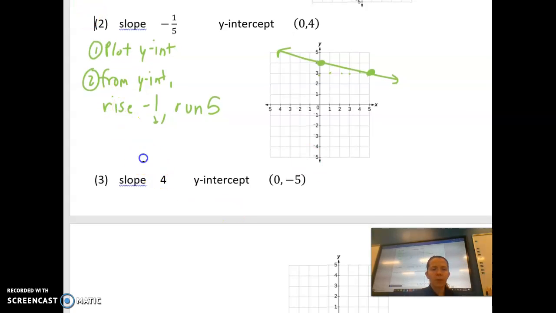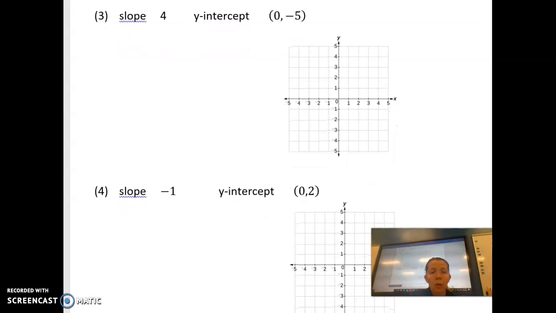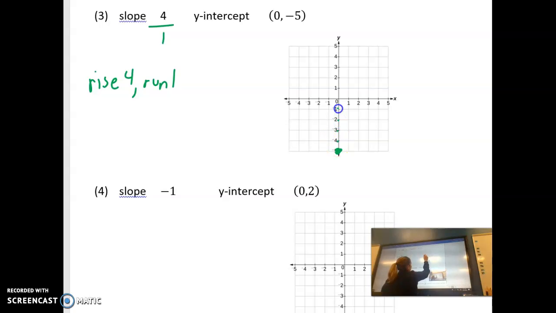All right, example number 3. In this problem, we are going to plot a line with a slope of 4 and a y-intercept of (0, -5). So (0, -5) is down here. And then I have a slope of 4, but you need to turn slope into a rise over run, so you would put it over 1. So what this means is I need to rise 4, run 1. So from this point, I rise 1, 2, 3, 4, run 1. There's my second point. Draw my line, and there we go. Remember, at any point, you could pause this video if you need to go over it.